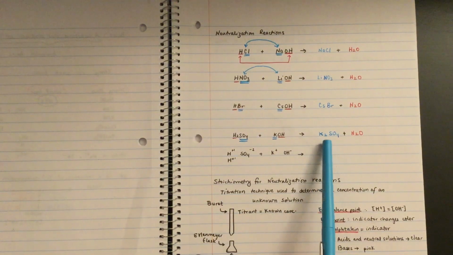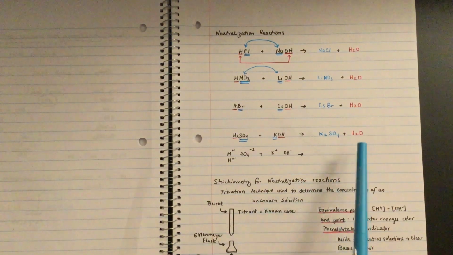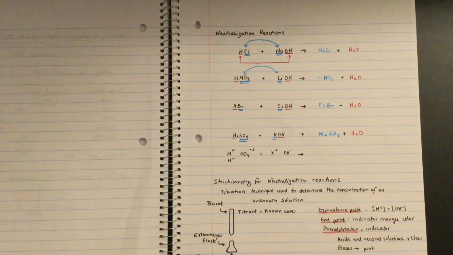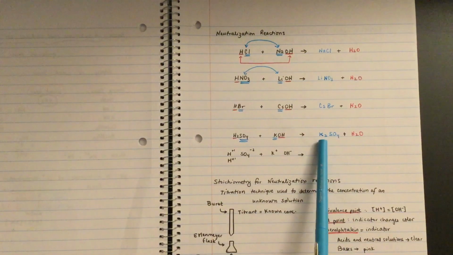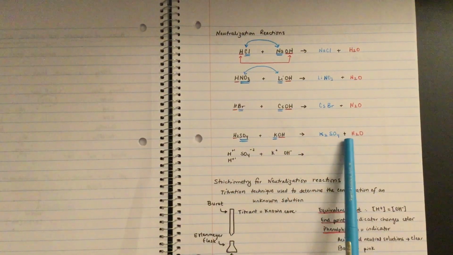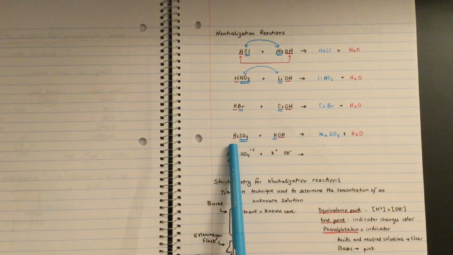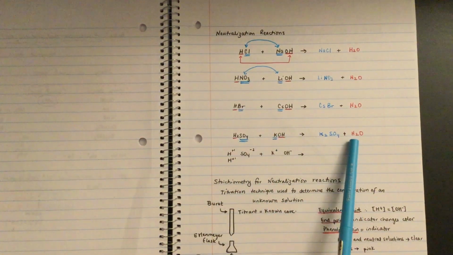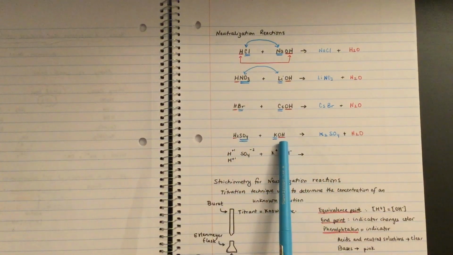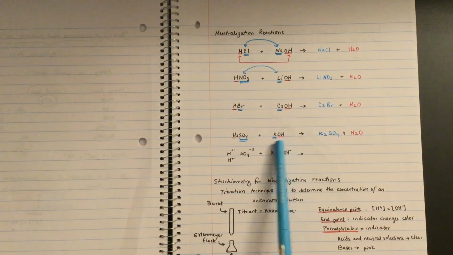That's why you need that subscript 2 right there. And then you have your water molecule. But this equation here is not balanced. You have 2 Ks and you have only 1 here. Okay. And then you have 2 hydrogens and you have, that's 2, 2. But you have another hydrogen here with your hydroxide.